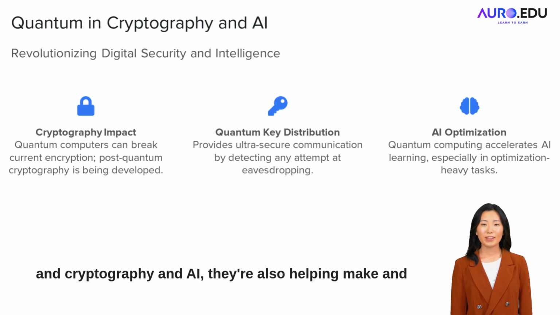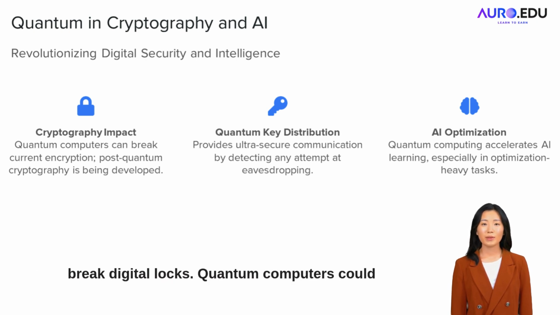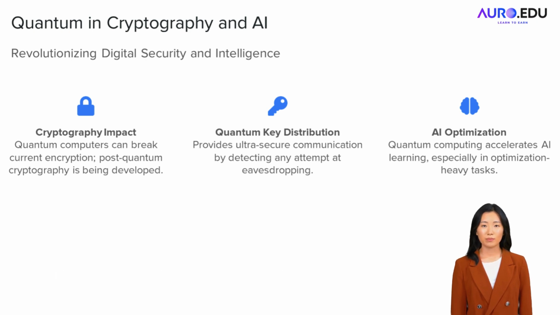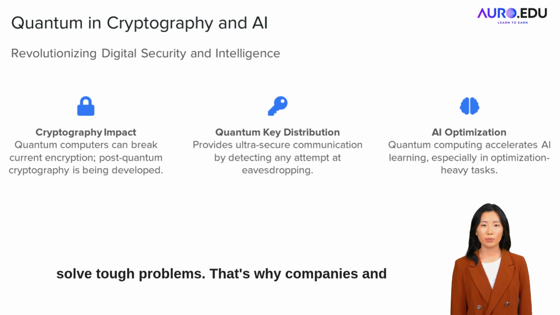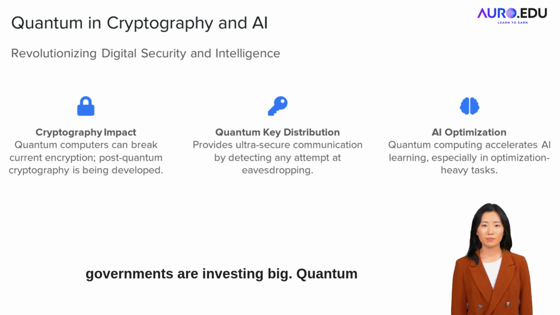Quantum in cryptography and AI. They're also helping make and break digital locks. Quantum computers could hack today's security, but also create better ones. In AI, they help machines learn faster and solve tough problems. That's why companies and governments are investing big.